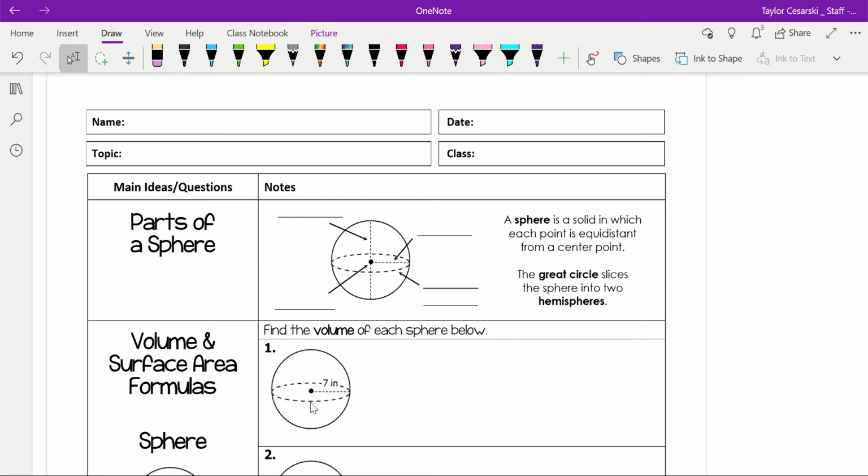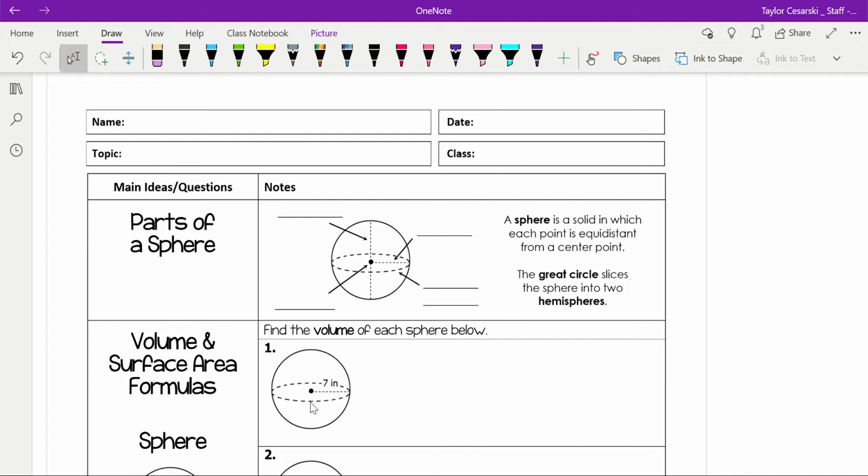Hi guys, this is the last part of the geometry trick review, which is parts of a sphere. We're going to talk about both volume and surface area for spheres. So a sphere is obviously just like a ball. A sphere is a solid, in which each point is equidistant from the center point.